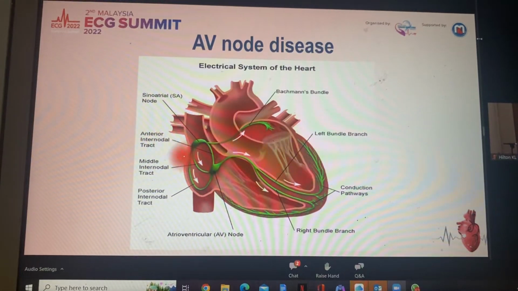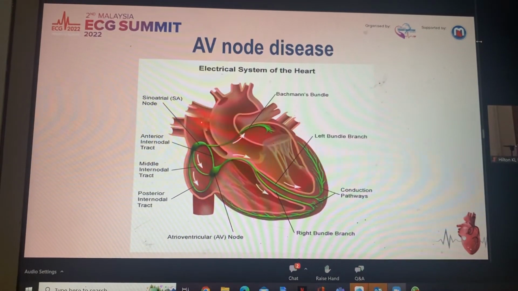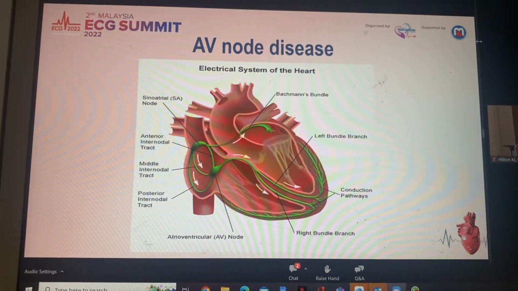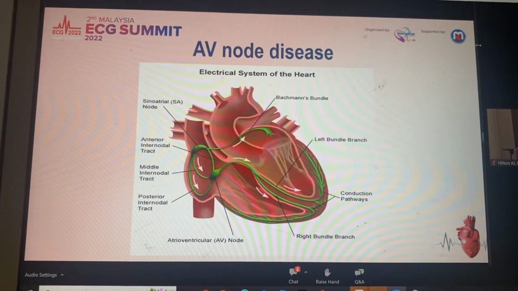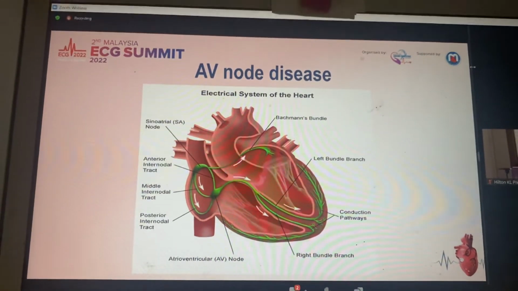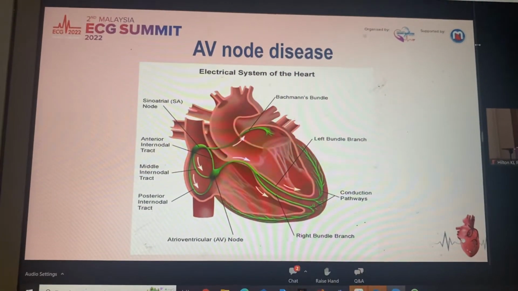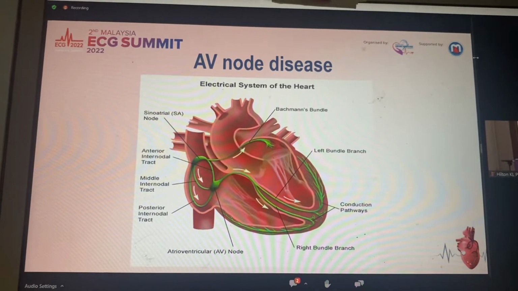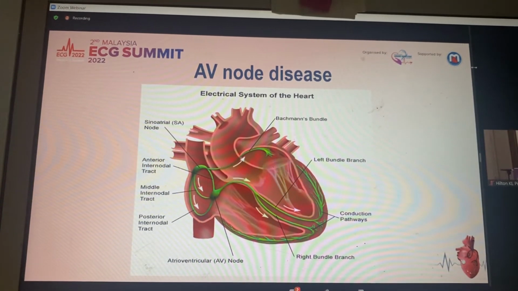Second part of what we call the electrical conduction. From the SA node it goes to the AV node. The AV node is like our gatekeeper, between the atria and the ventricles. The atrioventricular node is a special node with some delay, so that not all the impulses from the atria go directly to the ventricles.